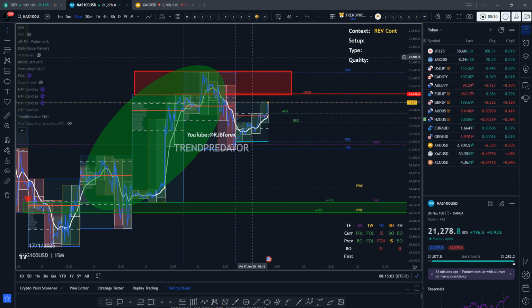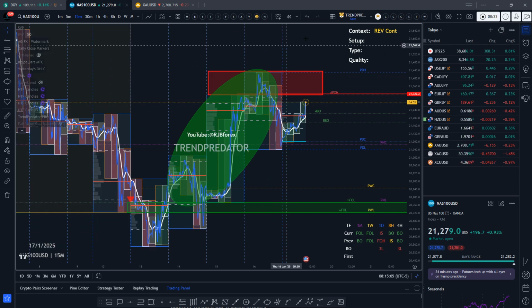So that's where we're at with NAS. There is no setup being flashed at the moment. It's a little bit early to be expecting anything dramatic out of the market in terms of a definite direction. We've got Wall Street open later on.